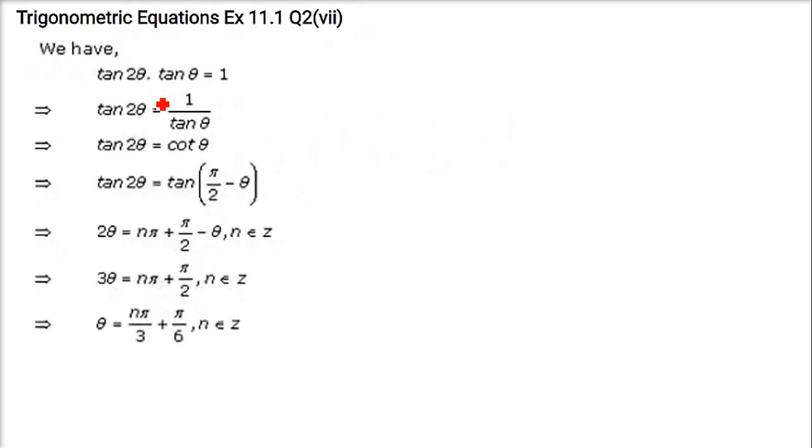Tan 2 theta into tan theta is 1. So bring this here. So 1 by tan theta. 1 by tan theta is cot theta. Now this cot theta can be written as tan pi by 2 minus theta, because tan 90 minus theta is cot theta only. So this is tan pi by 2 minus theta. So 2 theta will be equal to n pi plus pi by 2 minus theta. Theta goes here, it will be 3 theta. 3 theta is n pi plus pi by 2. Now divide both sides by 3. It will be n pi by 3 plus pi by 6.